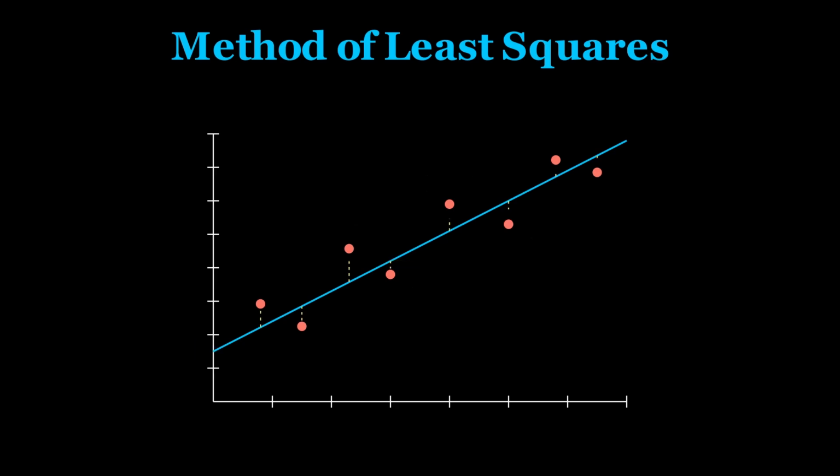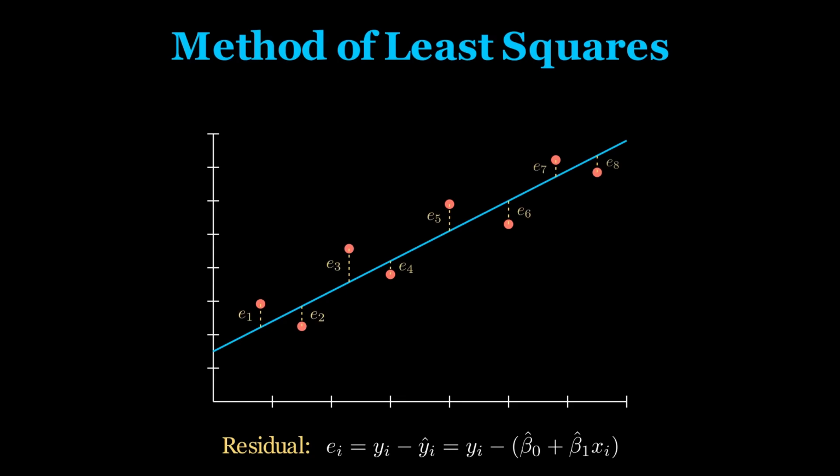These vertical dashes represent residuals. Each residual measures the difference between what we observed and what the line predicted. Mathematically, the residual ei equals yi minus y hat i. That is, the observed value minus the predicted value from our regression line. We can label each residual e1, e2, and so on. Each ei is the gap between the observed yi and the predicted y hat i. These are exactly the quantities we want to minimize.